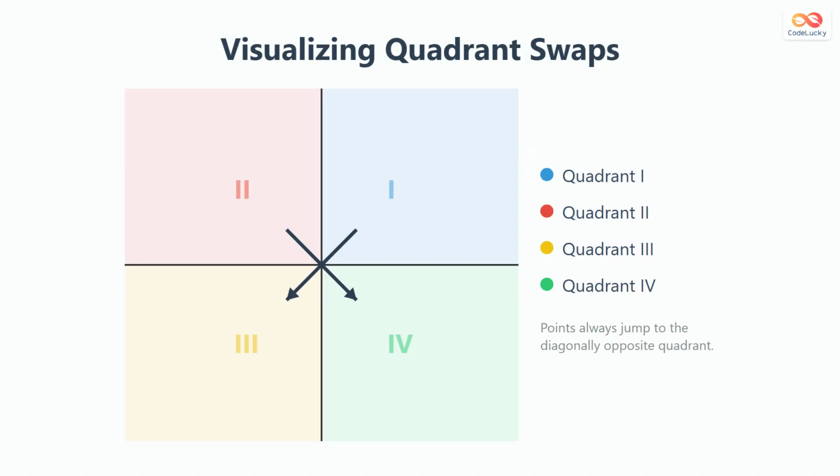Let's visualize this on a coordinate plane. When we perform this rotation, points swap quadrants diagonally. A point in quadrant 1 will jump all the way to quadrant 3. Similarly, a point in quadrant 2 will jump across to quadrant 4.